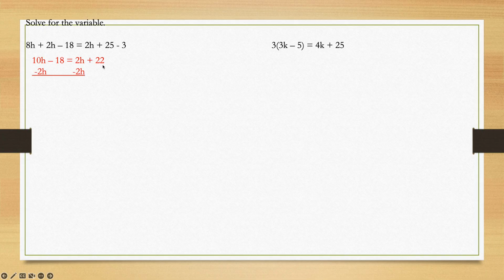Subtracting 2h from both sides gives me 8h minus 18 is 22. Adding the 18, 8h is 40. Dividing by 8, I'm sorry, and I get h is 5.